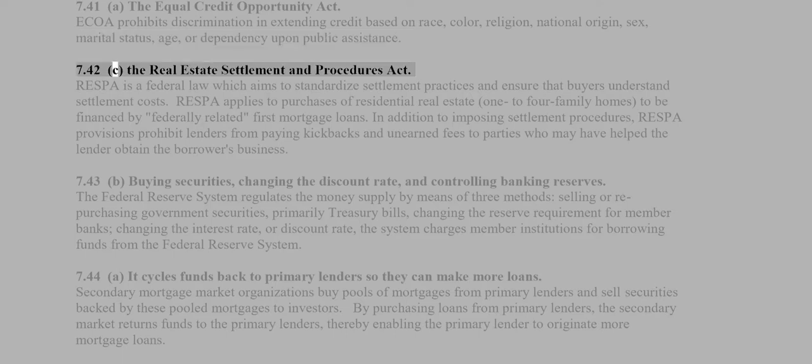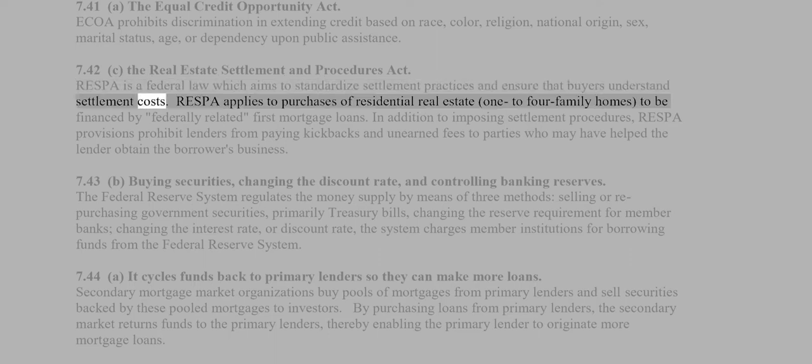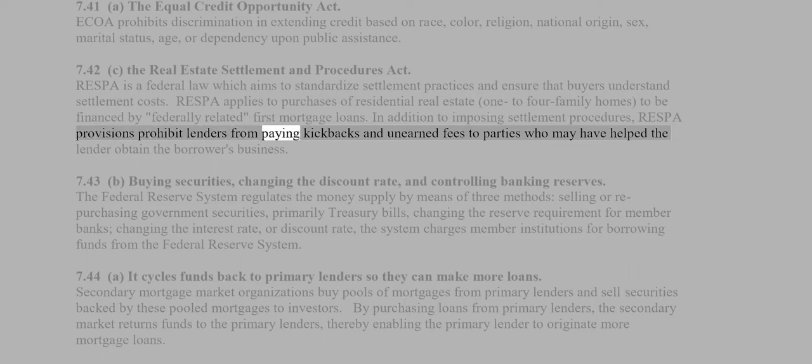7.42 C. The Real Estate Settlement and Procedures Act. RESPA is a federal law which aims to standardize settlement practices and ensure that buyers understand settlement costs. RESPA applies to purchases of residential real estate, 1 to 4 family homes, to be financed by federally related first mortgage loans. In addition to imposing settlement procedures, RESPA provisions prohibit lenders from paying kickbacks and unearned fees to parties who may have helped the lender obtain the borrower's business.